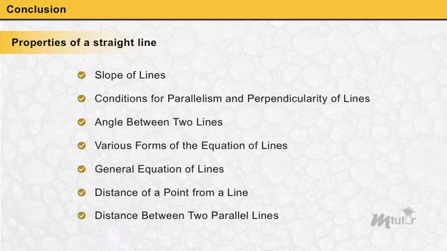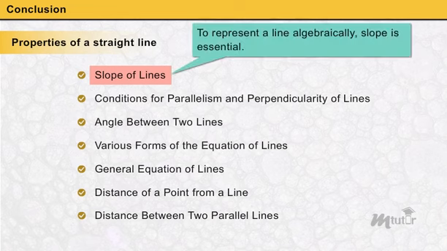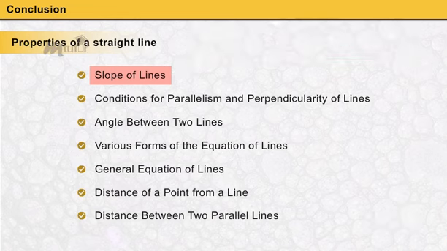The first property is the slope of a line. To represent a line algebraically, slope is essential. So, let's discuss the slope of a line in our next class.